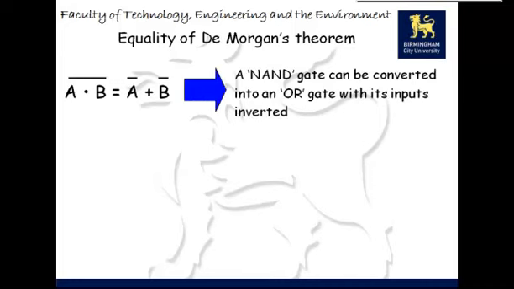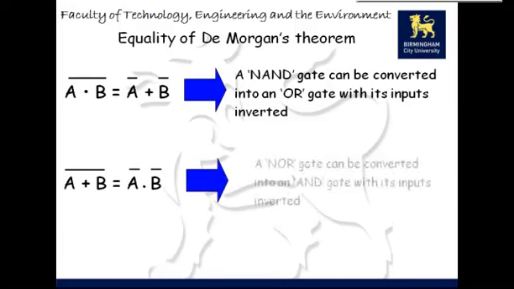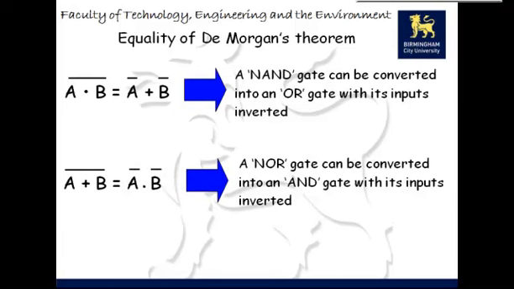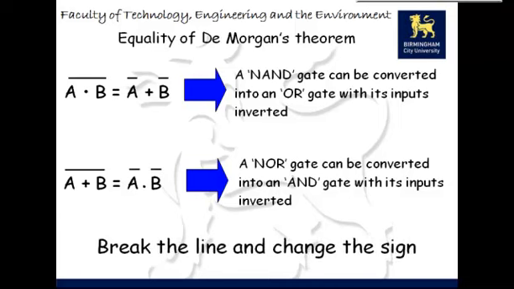So the upshot of this is a NAND gate can be converted into an OR gate with its inputs inverted. And also a NOR gate can be converted into a 2-input AND gate with its inputs inverted. This version of De Morgan's theorem is: break the line, change the sign. In terms of functionality, they are identical. In terms of actual physical gates, they are obviously different.